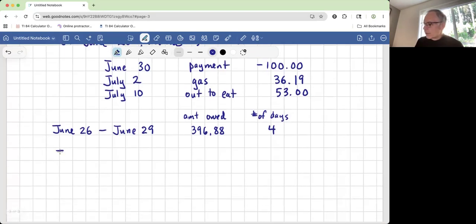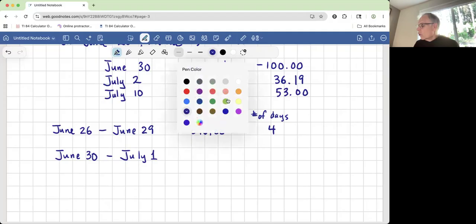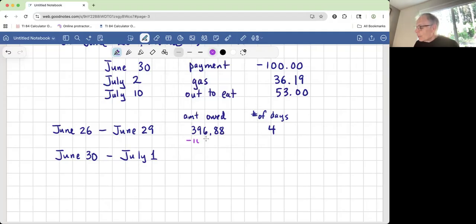Then on June 30th, she makes a payment. I guess it's a person that is a lady that is borrowing, since I called her a her. Okay, so from June 30th to July 1st, our amount owed goes down by 100 buckaroos. So the amount we owe is now going to be 296.88. So for those 2 days, June 30th and July 1st, this person owes $296.88.